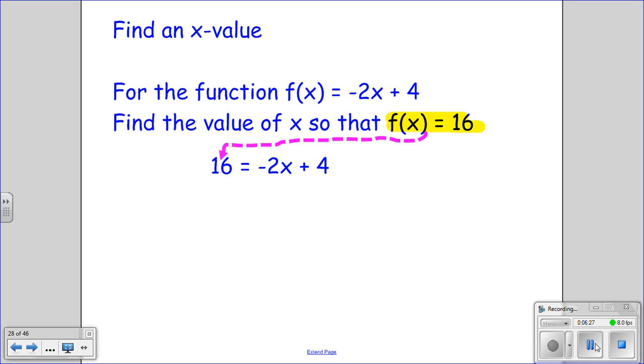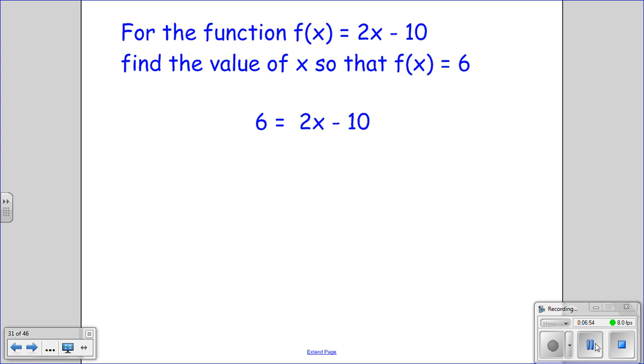So what we're going to do is really solve for x. Subtract 4 on both sides, you get 12 equals a negative 2x. Then divide by negative 2 on both sides, and you find out x is a negative 6. And that's what they want you to write. Find the x value, x equals a negative 6. So when the y is 16, the x is a negative 6.